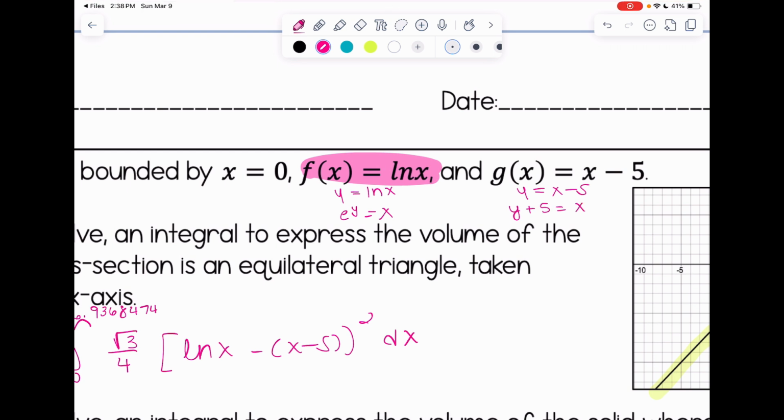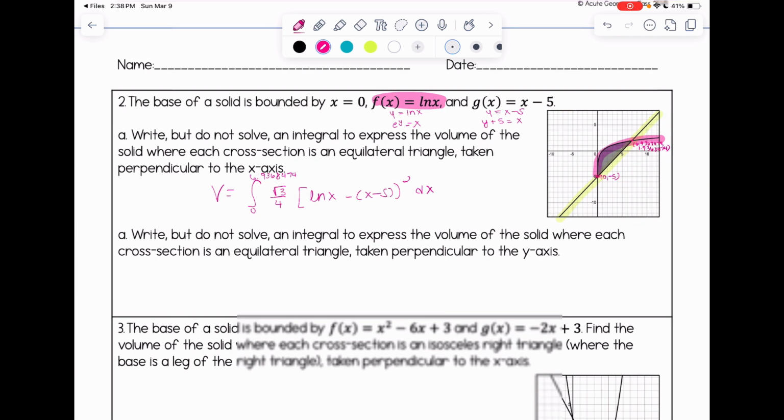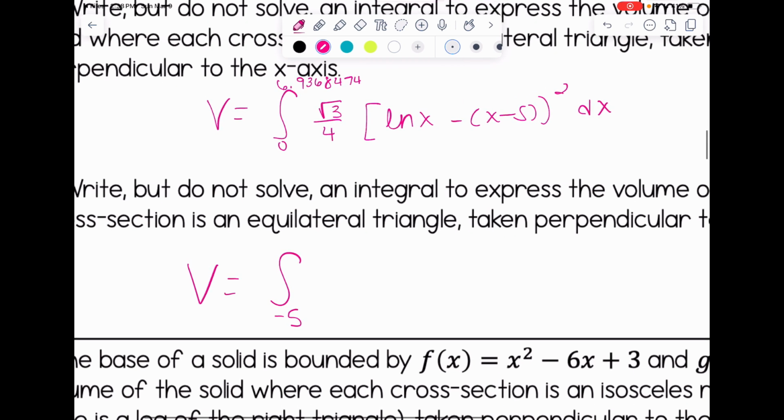So when we are doing perpendicular to the y-axis, we want everything in terms of y. So my volume is going to be equal to the definite integral, and now we're going to use the y values. So -5 to 1.9368474. We're still going to do radical 3 over 4 in front because we're still doing equilateral triangles. And then what we're going to do here is our right function, which is y plus 5, minus our left function, which is e to the y, squared dy.